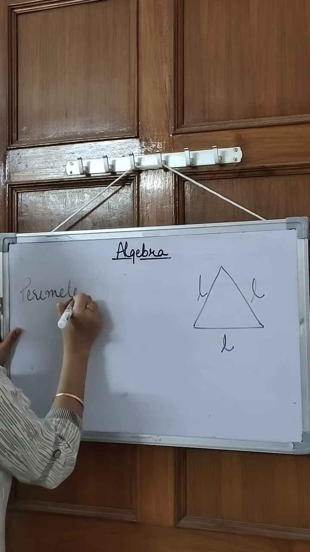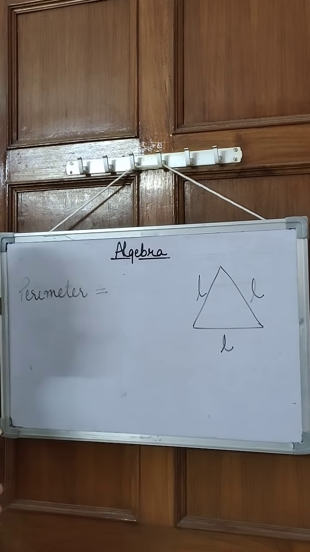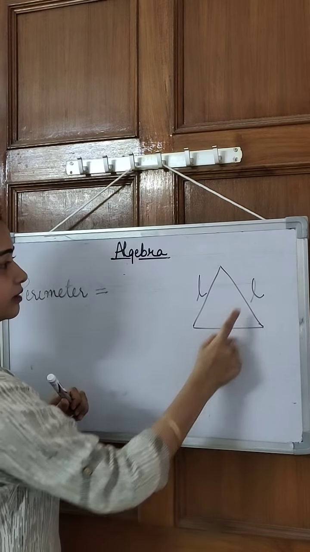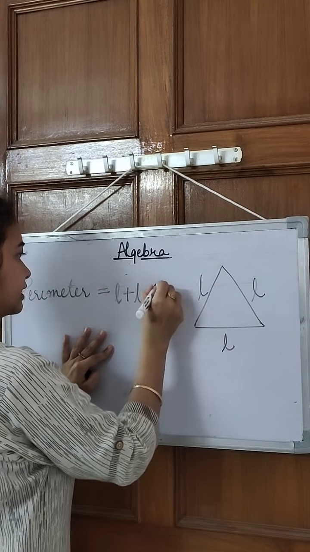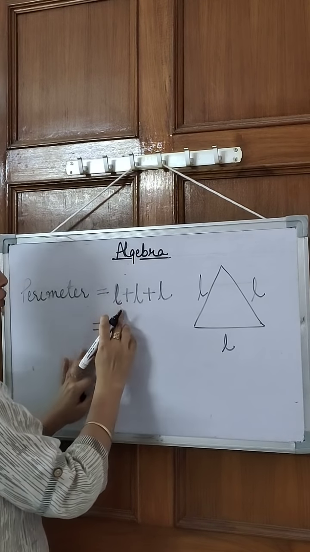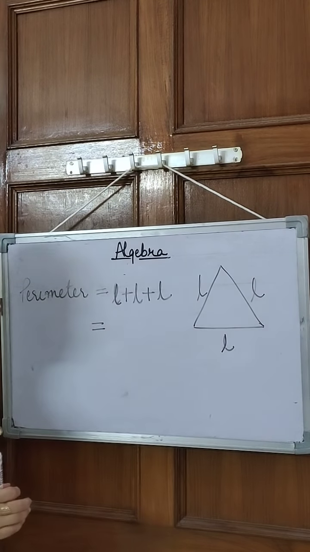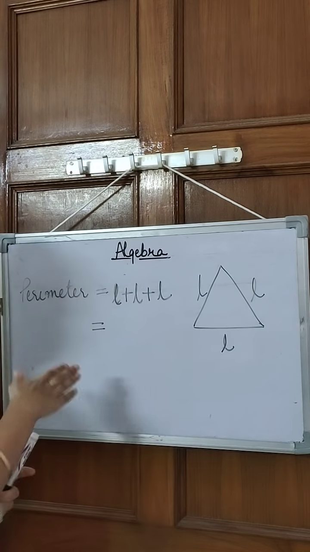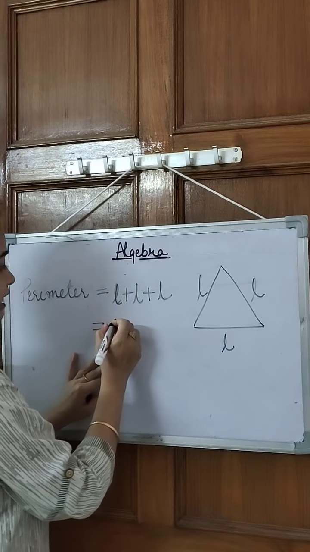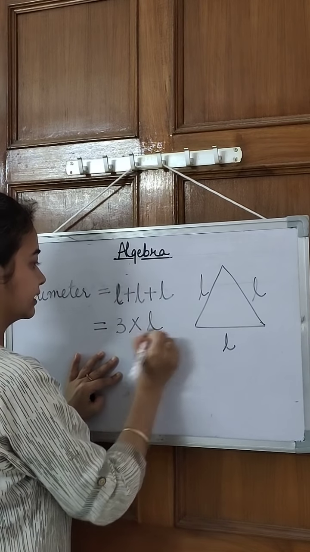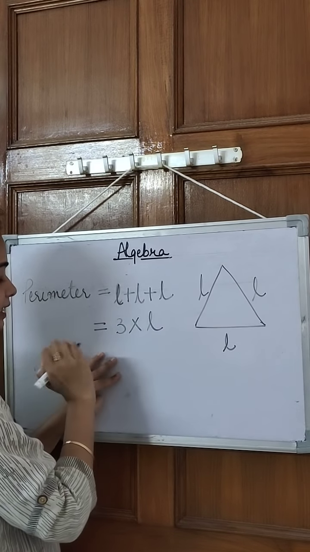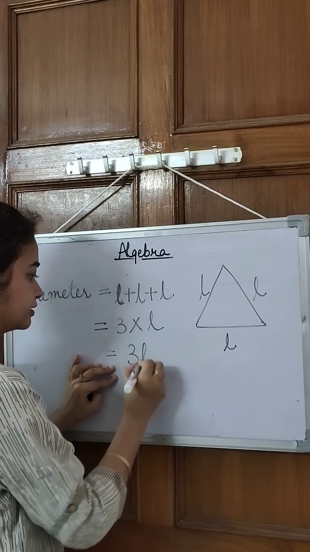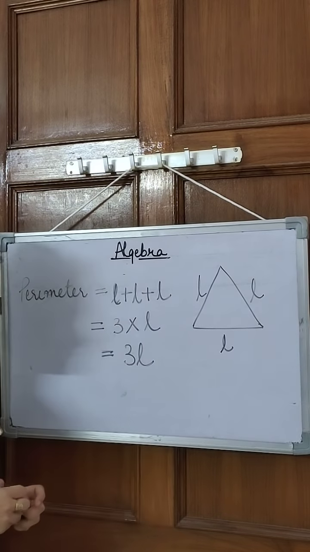So what will be the perimeter? Perimeter is the sum of all sides. So the sum of all sides means L plus L plus L. So L, 1 time L, 2 times L, and 3 times L. Okay, so 1, 2, 3. 3 times L means what? Instead of L plus L plus L, I can write 3 times L. 3 times means I am adding it 1, 2, 3 times. So 3 times L in general can be written as 3L. No need to put the multiplication sign.